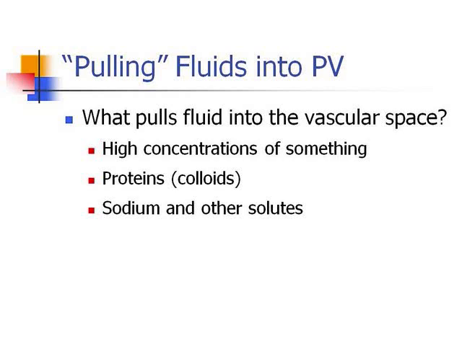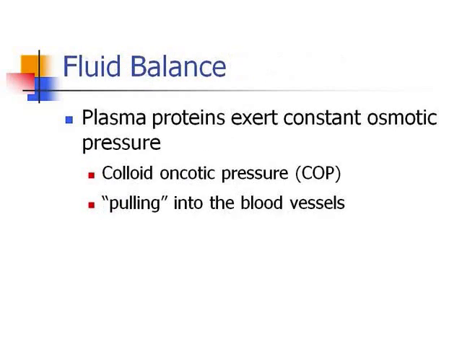What pulls fluid and keeps it in the vascular space, within the blood vessels? High concentrations of something. When the blood vessels and the body see that, hey, we have this stuff that's thick enough to be maple syrup, it's so concentrated, it pulls fluid from the different spaces into the vascular space. What does all this? Proteins, which we call colloids, is the primary force. But sodium and other solutes will do it as well in the short term. Plasma proteins exert a constant osmotic pressure. That's called colloid oncotic pressure, and it pulls fluid into the blood vessels.